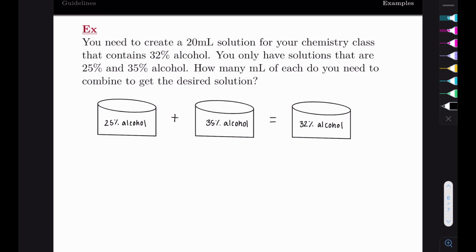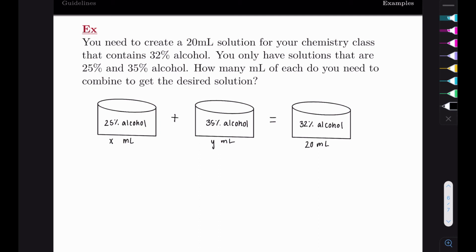I want a solution that is 20 milliliters. So this jug is filled up so that it contains 20 milliliters. The other 2 solutions, though, I have absolutely no idea how many milliliters of each. So I'm going to call this one X milliliters, this one Y milliliters. X is representing my 25% alcohol, Y is representing my 35%. You can write those down if you need to, but the picture is explaining which variable belongs to which.